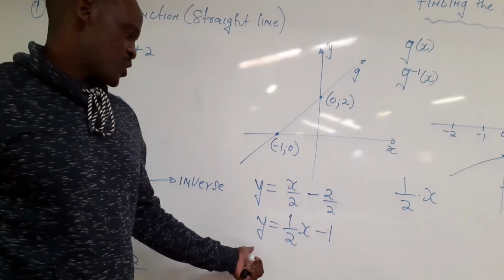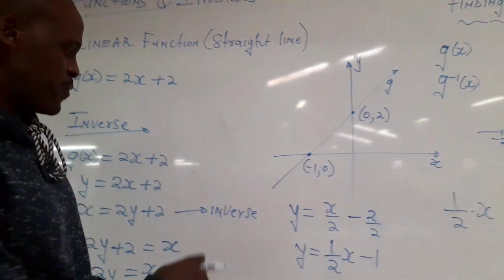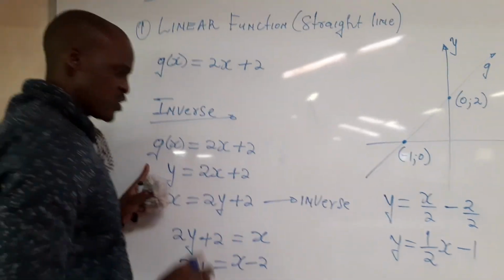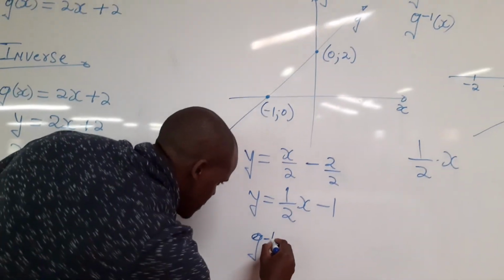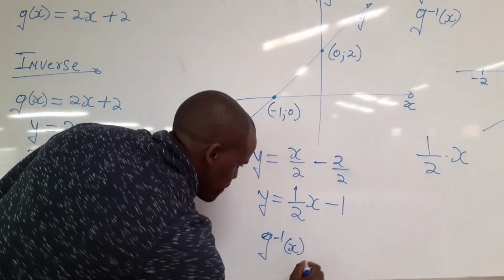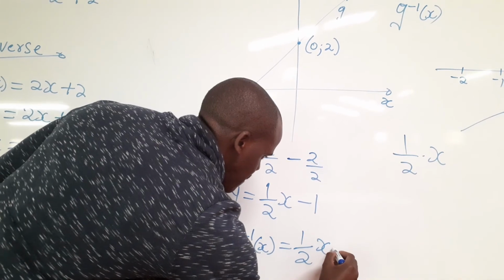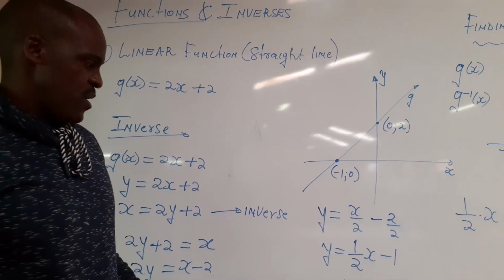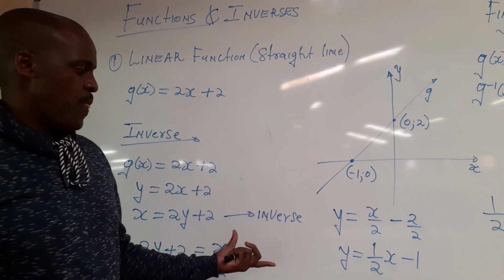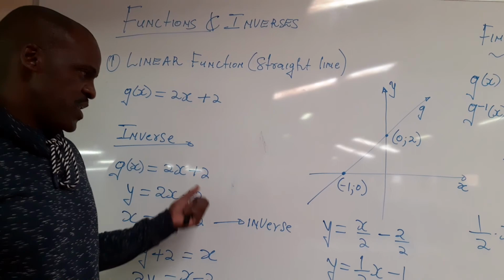If you are being asked to leave it as y equal to, leave it there. But if you are not being asked to do so, you go back and indicate that it's the inverse of g, you indicate it like that. This will be 1 over 2 x minus 1. That's how to find the equation of the inverse if you are being given that.